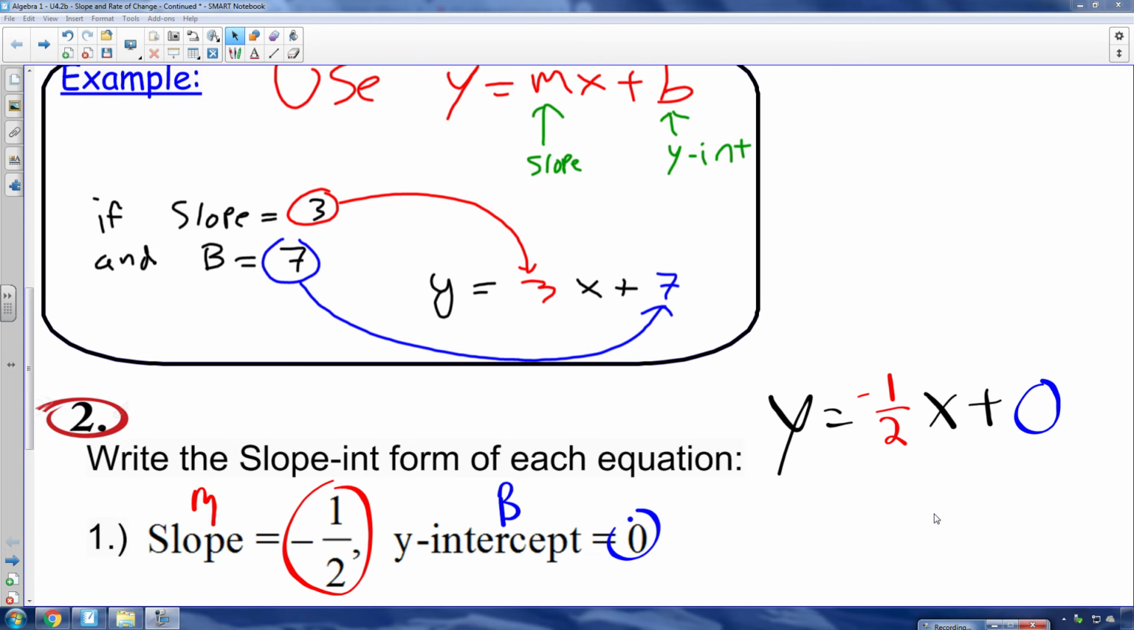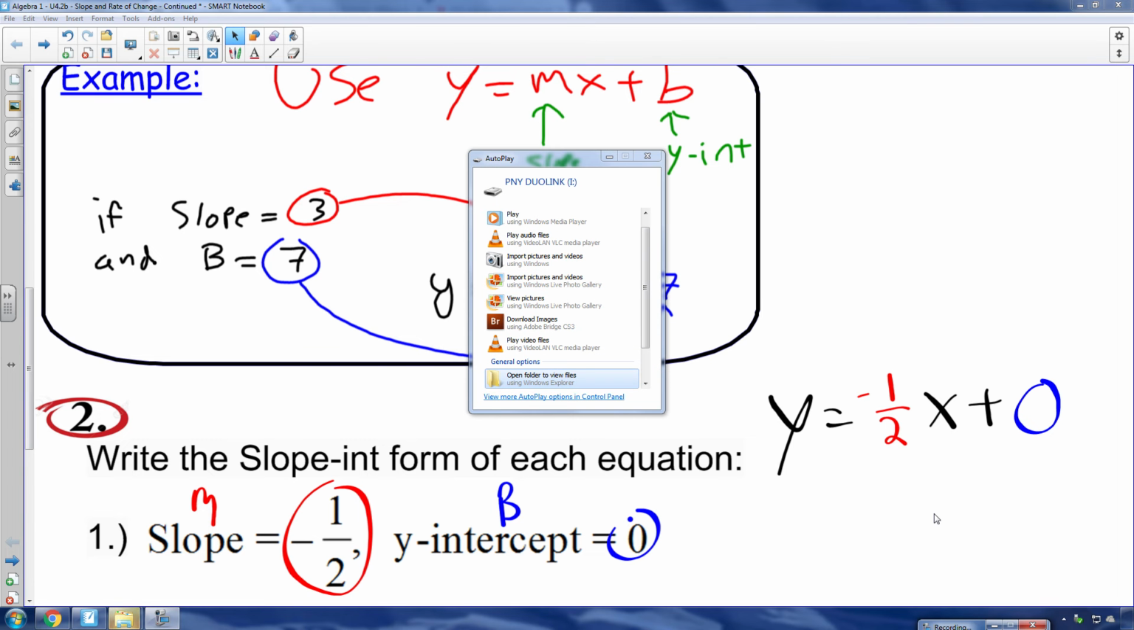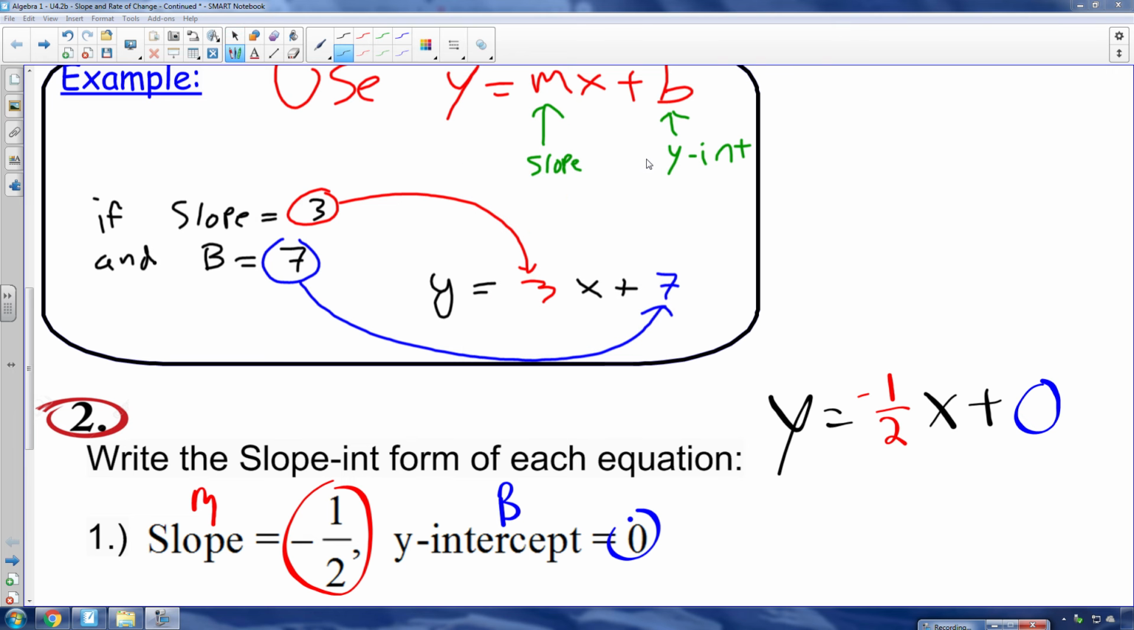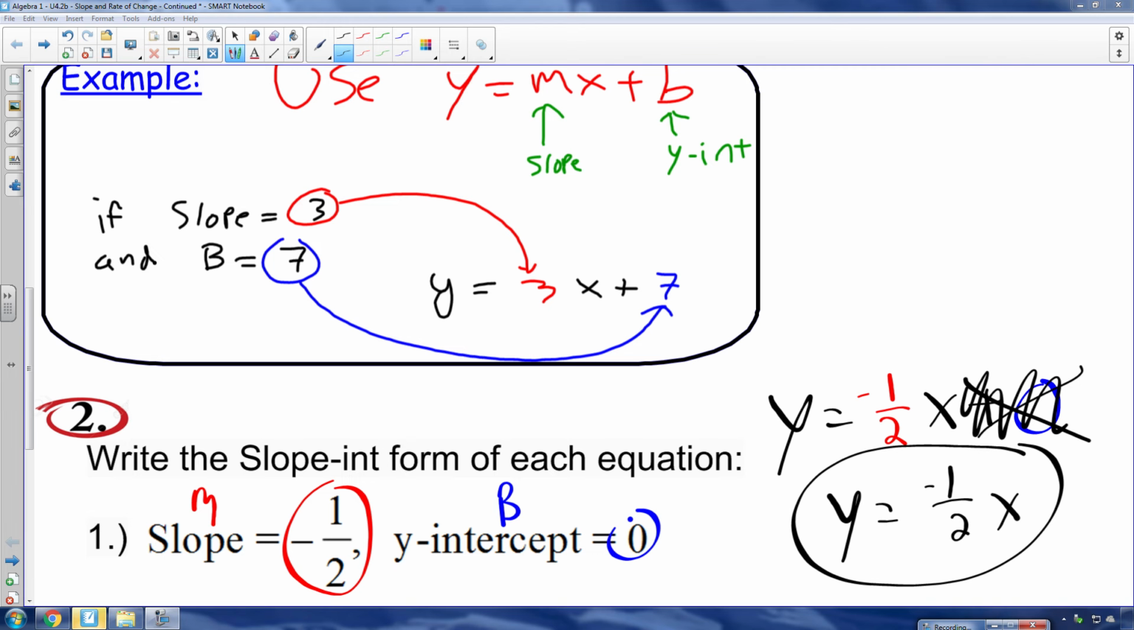So where I was, I was talking about this being the line, y equals mx plus b, and we realize now that this plus 0 doesn't really need to be there. I shouldn't x it, I should scribble it. So the equation of this line is just y equals -1/2x. That's the slope-intercept form of this line.